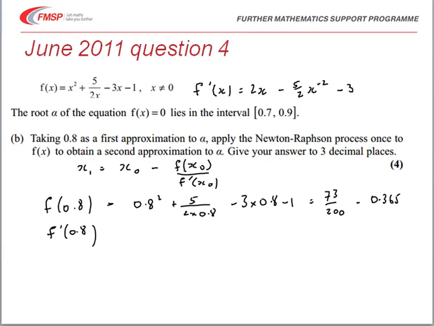For f dashed of 0.8, again just substituting the value into the derivative, it's 2 multiplied by 0.8, minus 5 over 2 multiplied by 1 over 0.8 squared, then minus 3. That evaluates to be negative 849 over 160, or as a decimal, negative 5.30625.